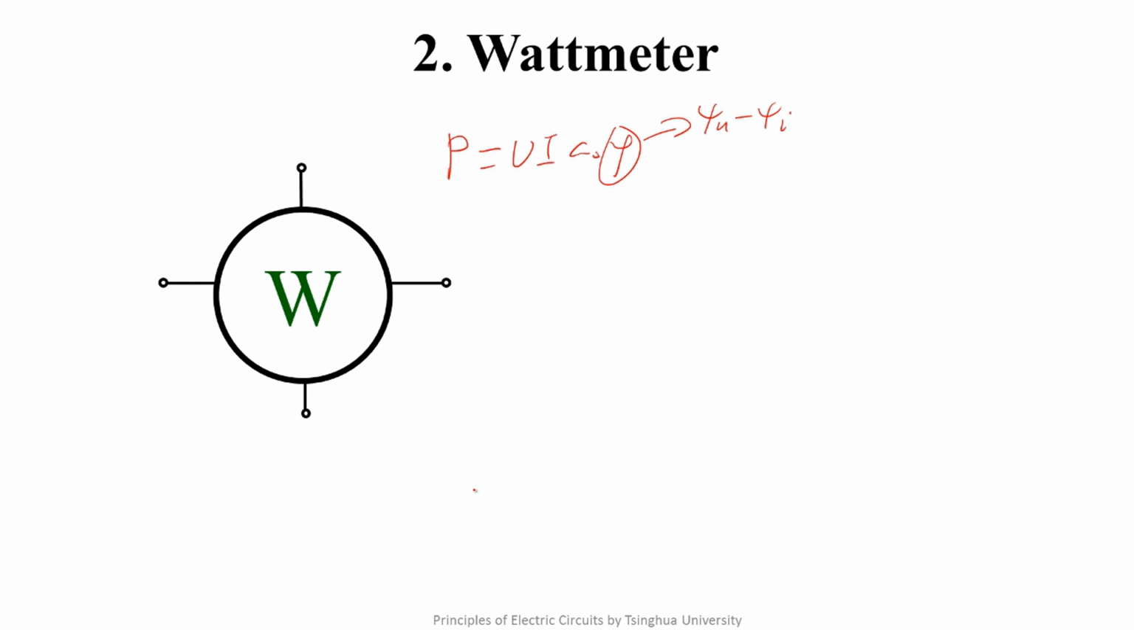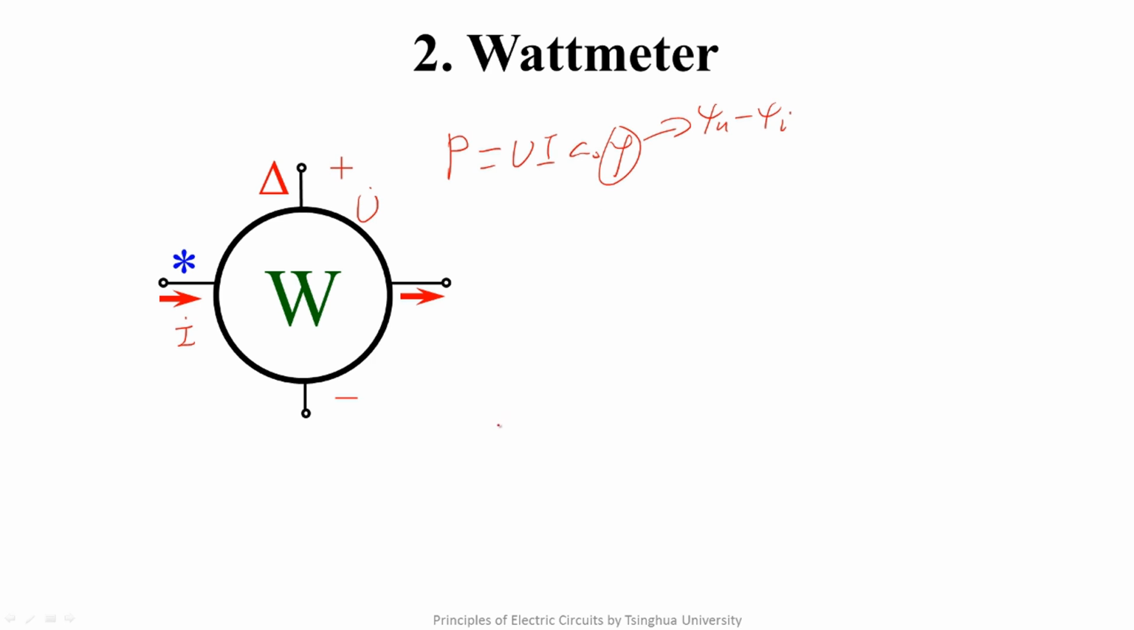You see, the wattmeter is a 4-terminal device, where 2 terminals are used to measure the current. That is to say, we define the current measured from the star to another terminal as I. 2 terminals are used to measure the voltage. That is to say, we define the voltage measured from the angle to another terminal as U. There are many kinds of implementations for the wattmeter. Here we will not introduce them in detail. You only need to know that after measuring U and I, the wattmeter can give the value of UI cosine of psi u minus psi i.